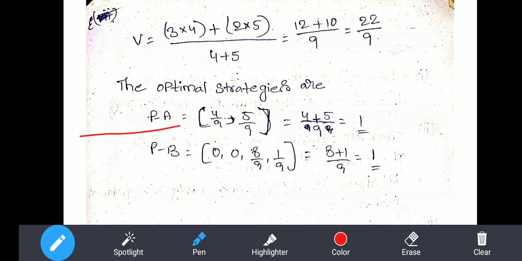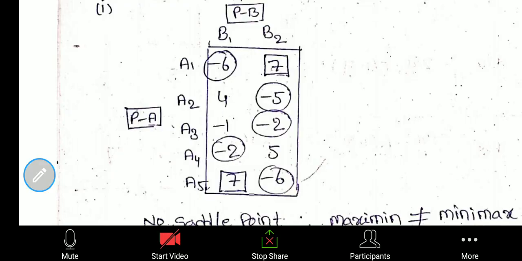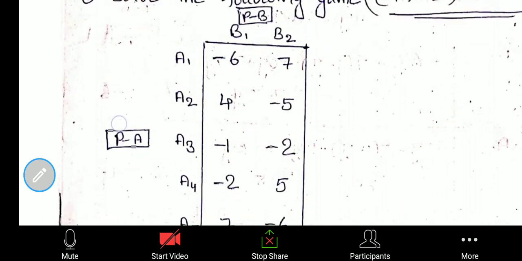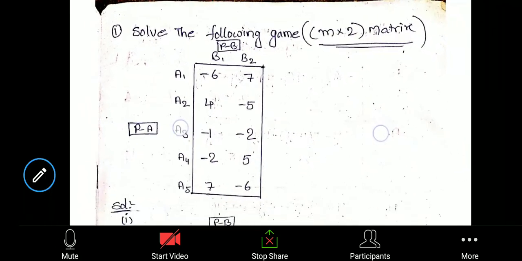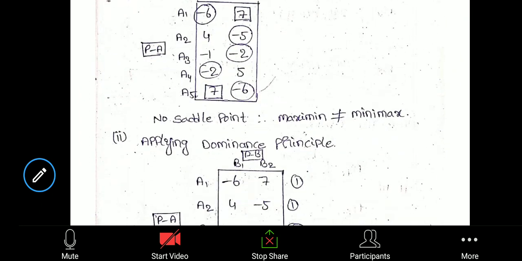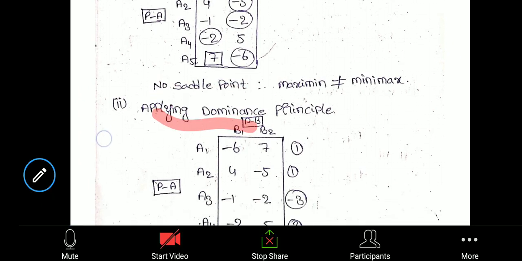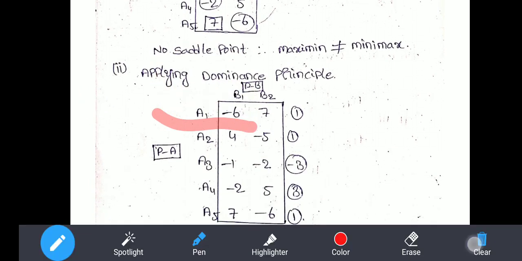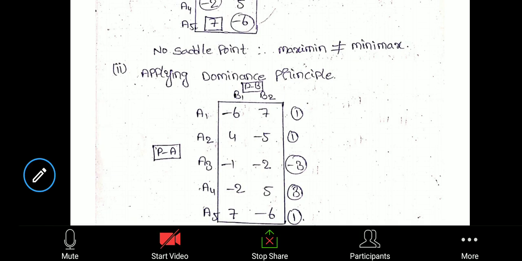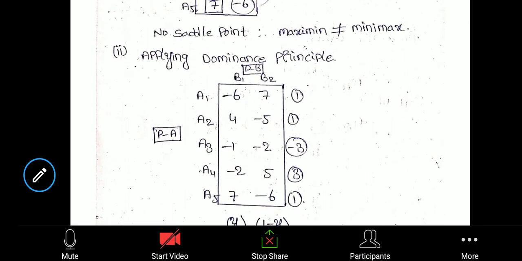Next problem is 2 columns, m number of rows. In this, first we'll try finding the saddle point. Here the saddle point is not obtained. Next thing is we can apply the dominance principle, the dominance property.